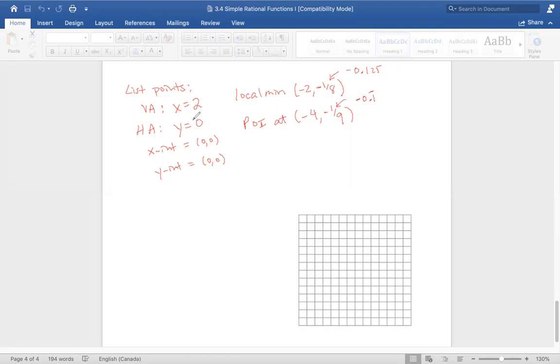For my X values, I have a vertical asymptote at 2, then I have a 0, a -2, and a -4. So there's not a lot going on. The numbers are not very big. Basically, my Y-axis could be somewhat in the middle, right?